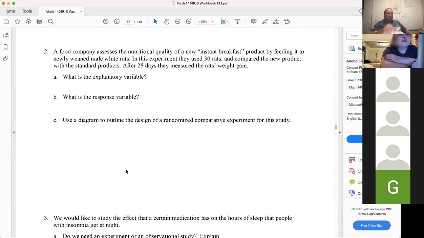2, a food company assesses the nutritional quality of a new instant breakfast product by feeding it to newly weaned male white rats. In this experiment, they used 30 rats and compared the new product with the standard products. After 28 days, they measure the rats' weight gain. What is the explanatory variable? What is the response variable?